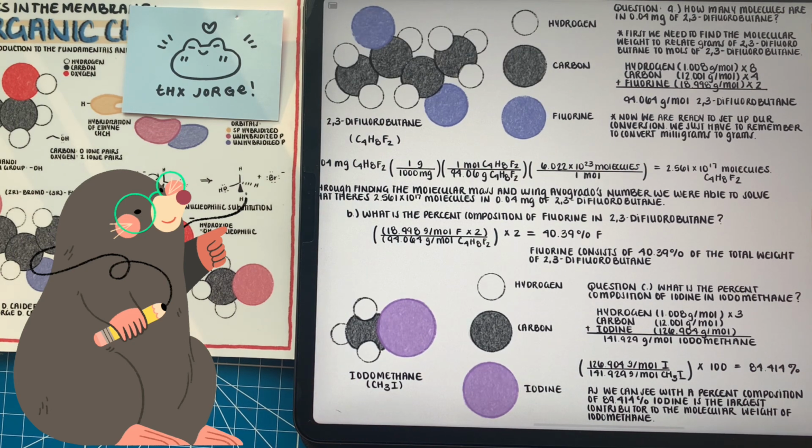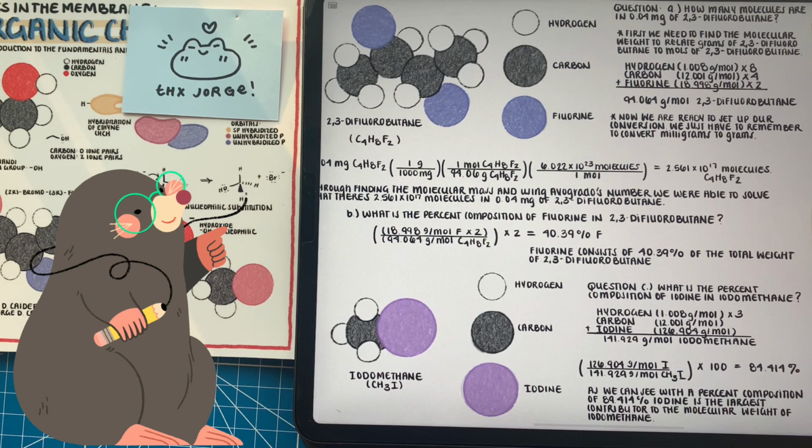Next question, we're going to do the exact same thing as we did with the previous question, but in this case we're going to find the molecular weight for iodomethane. In this case we have 3 hydrogens, 1 carbon, and 1 iodine atom. We're going to multiply the atomic weight of hydrogen by 3, then add the weights for carbon and iodine to get the molecular weight for iodomethane, which is about 142 grams per mole.